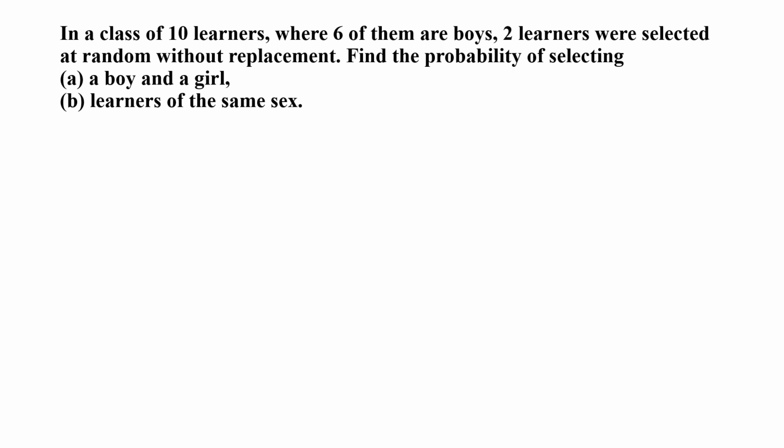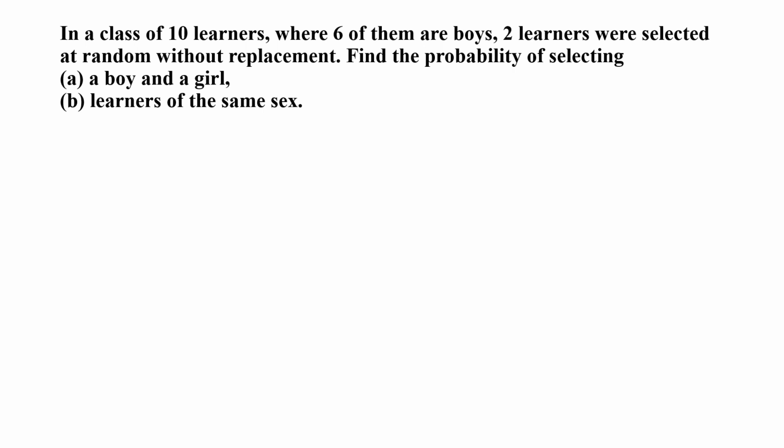Question. In a class of 10 learners where 6 of them are boys, 2 learners were selected at random without replacement. Find the probability of selecting part A, a boy and a girl, part B, learners of the same sex. The easiest way of solving such a problem is to make use of the tree diagram.